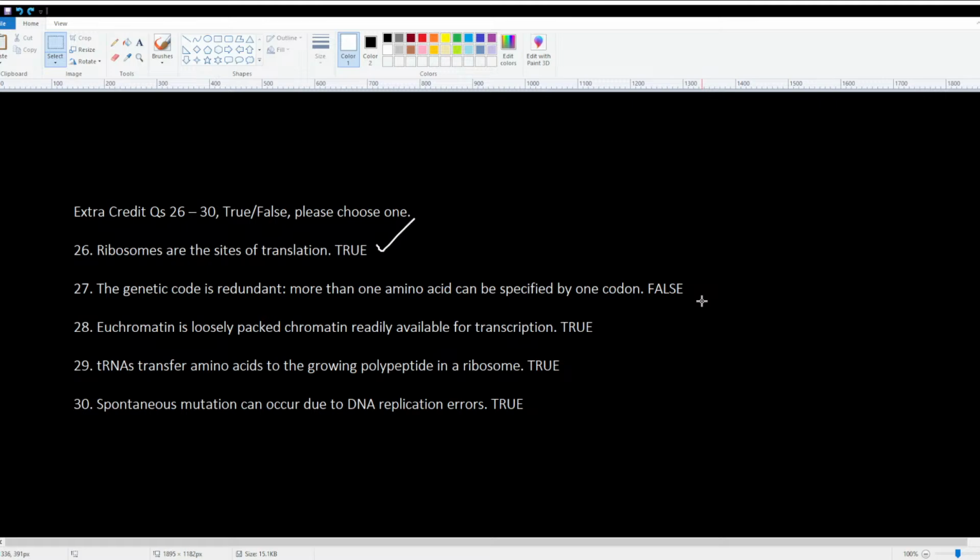So we would have more than one codon. So the genetic code is redundant, right? We understand that. However, it's not because more than one amino acid codes a specific codon. It's that more than one codon specifies one amino acid. So this answer would actually be false.